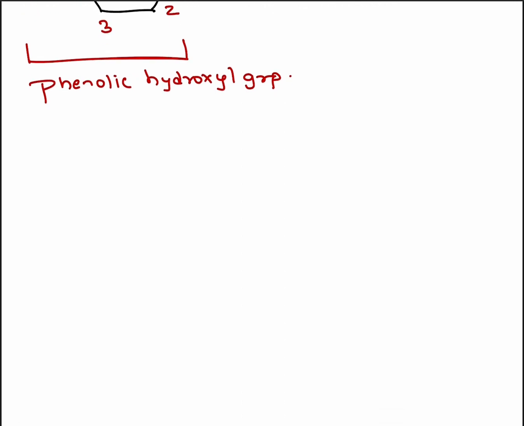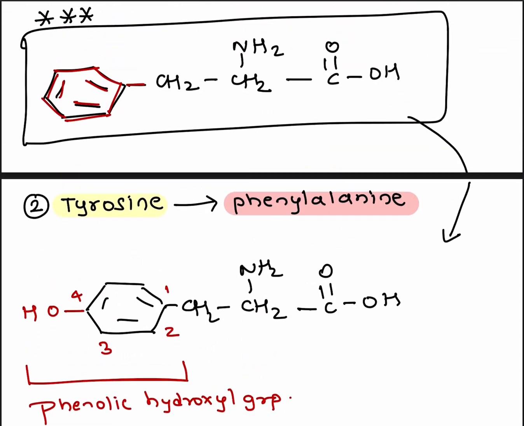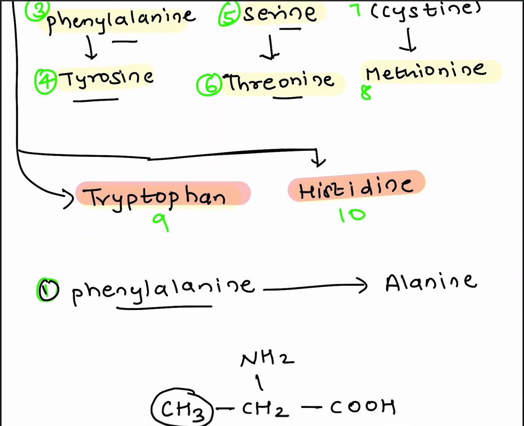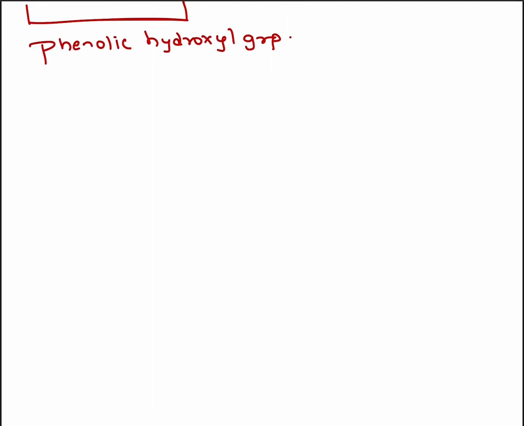So let's move on to the further amino acid, which is serine. Let me revise for you all. Here we completed phenylalanine and tyrosine. So let's go to serine and threonine. How is serine going to be derived? Let's see, first of all.